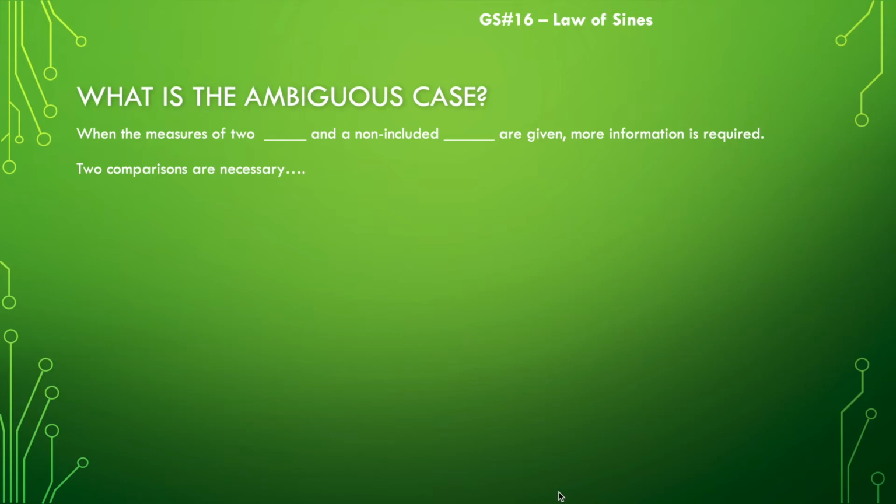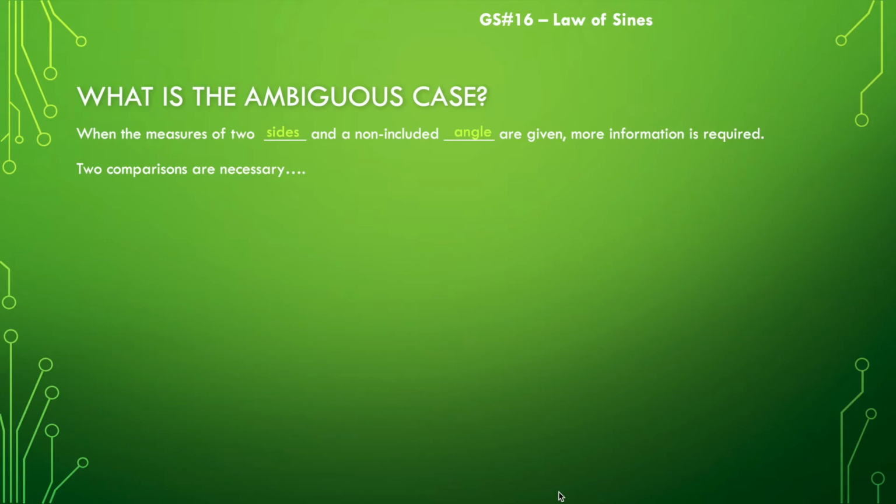If you are given the measures of two sides and a non-included angle, well, then in order to be able to solve this triangle, we need more information because we may have some things that aren't quite clear. We don't really know if it actually makes a triangle, or does it make two triangles, or is there just one? And what we need to do is make some additional comparisons and analyze this a little further.